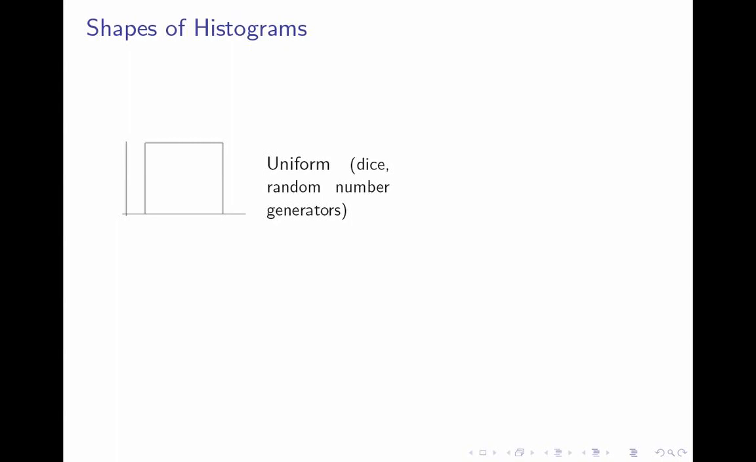This rarely occurs in nature, but it frequently occurs in man-made random things, like when you roll a die or use a random number generator. If you think about rolling a die thousands of times and making a histogram, you'd have 6 bars for the numbers 1 through 6. They'd all be about the same height. That's a uniform distribution, or a uniform histogram.